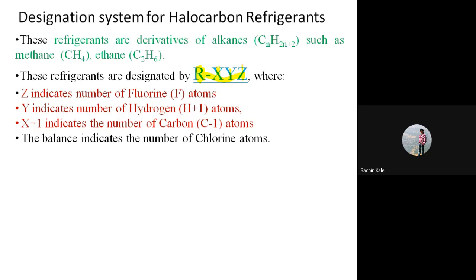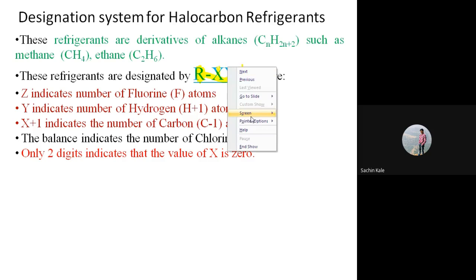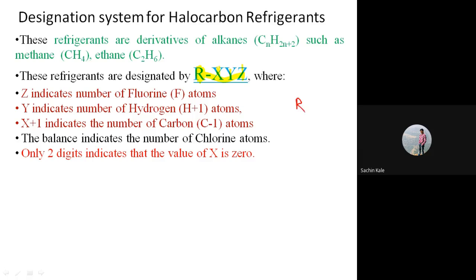As we know, if one carbon is there, that carbon will have 4 valency. If 2 carbons are there, there will be one carbon-carbon bond between these 2 carbons, so each carbon will have 3 valency. If only 2 digits are there, suppose R11, R12, R13, then X is indicating 0. If you take the example of R11, the value of X will be equal to 0. So R11 is nothing but R011. That means the value of X is 0, and the values of Y and Z are 1 and 1. That means if only 2 digits are there, X will indicate the 0 value.